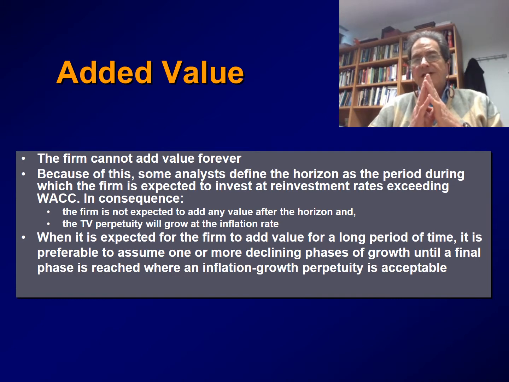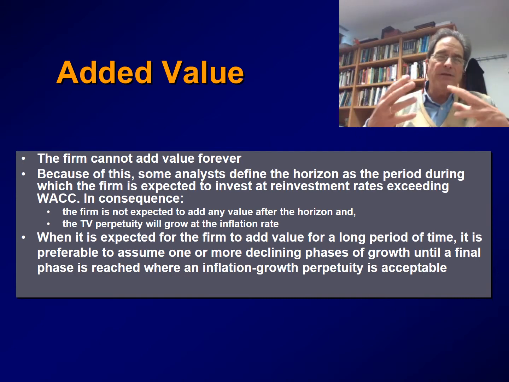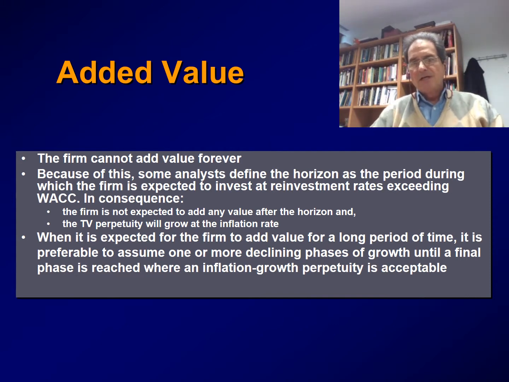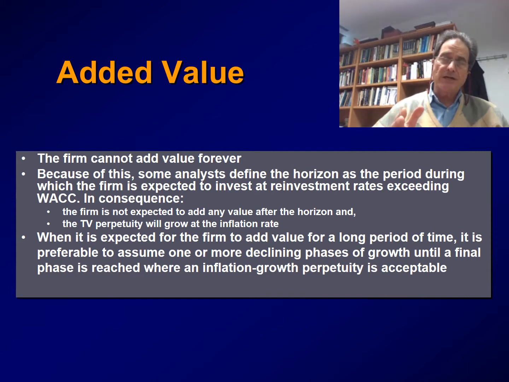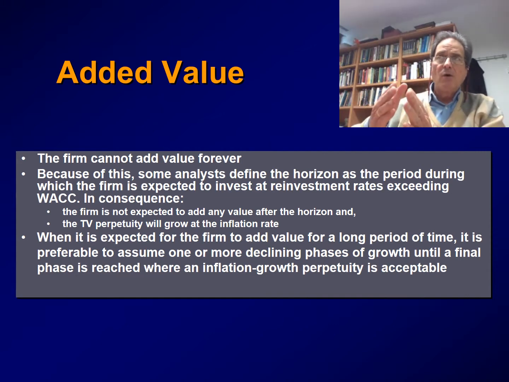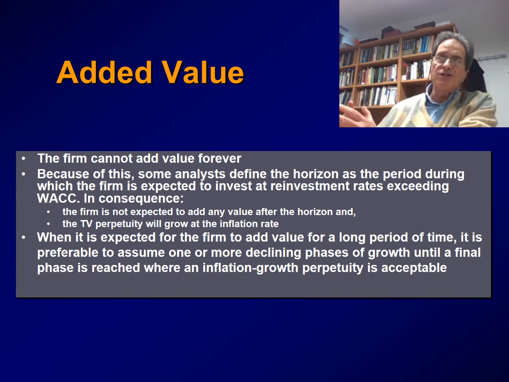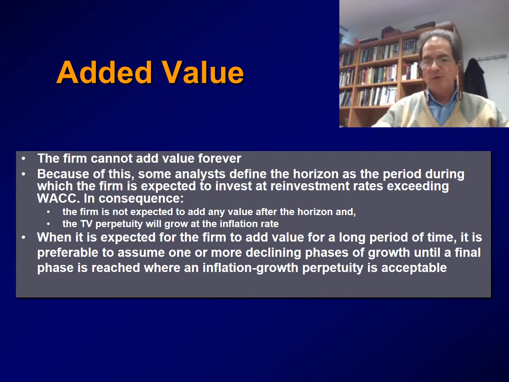The problem with this approach is that sometimes it is expected for the firm to add value for a very long period of time, but at the same time, we are not ready to make a detailed cash flow projection for, say, 30 or 40 years. So the way out of this dilemma is to assume one or more declining phases of growth. We first make a detailed cash flow projection, then we assume one or more phases of declining growth, until a final phase is reached when the growth rate is equal to inflation. And at this point, we introduce the perpetuity.